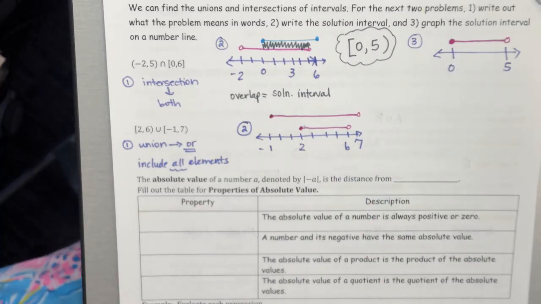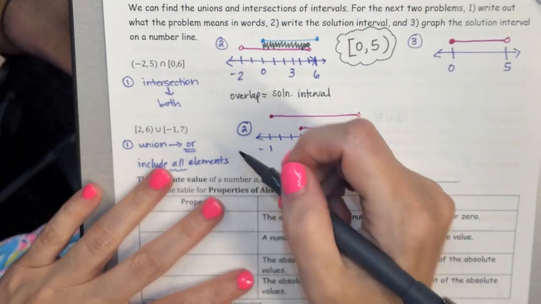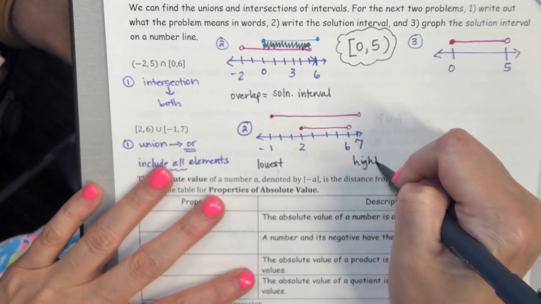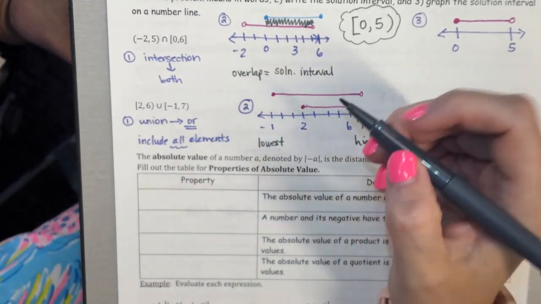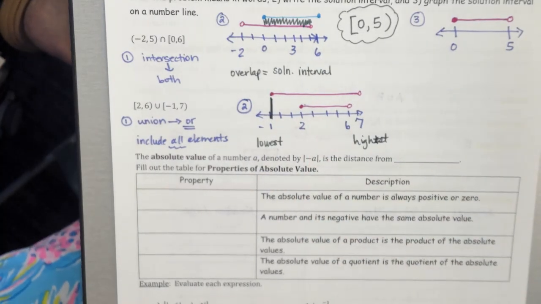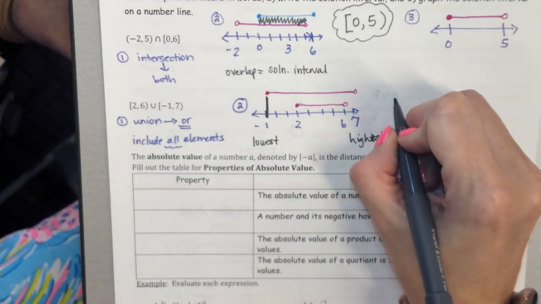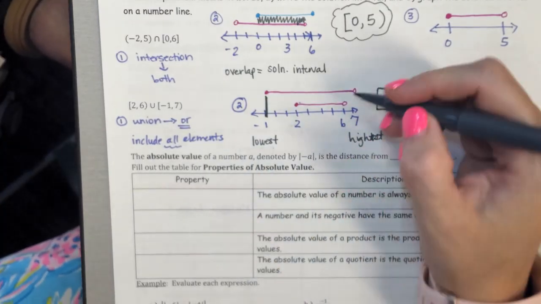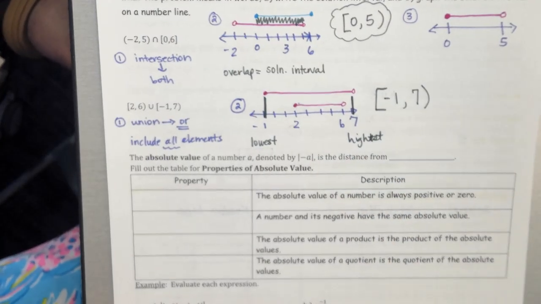Okay, and we are not finding the overlap here, because this one is a union. So anytime it's the union, you have to go from the lowest value to the highest value, and that is going to be your solution interval. So the lowest value is -1, and will that be a hard bracket or a soft bracket? Yep, closed circle, hard bracket. And then the highest value is 7. Open circle, soft bracket.